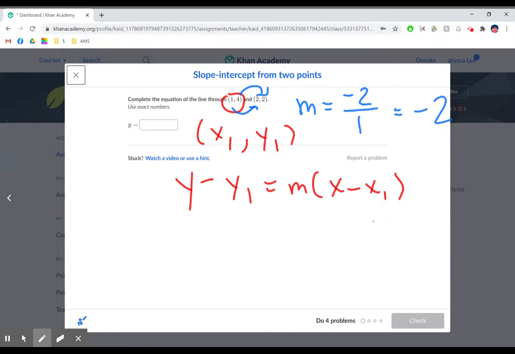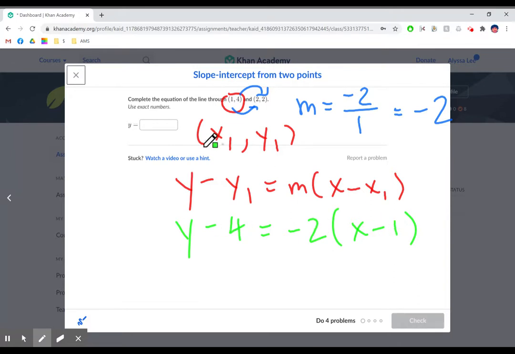So let's actually craft this. I'm going to keep writing here. I'm going to change colors. So I'm going to have a y minus my y1. So follow all these numbers. y1's 4. My m value is a negative 2. And my x1 is a 1. Okay, so I know it's a lot going on, but again, pause the video, rewind if you need. My m value was negative 2. x1 was a 1. y1 was a 4. So this is our equation of point slope form.